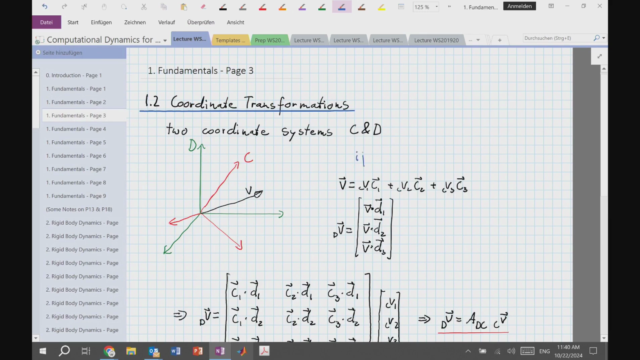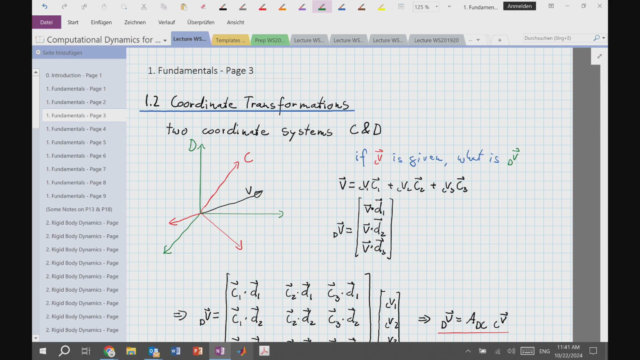So I have this vector, and someone, a colleague of yours, went through the trouble and identified the coordinates of this vector v in some coordinate system C. If this is given, you now want to know what that vector is in a different coordinate system, let's say the D coordinate system, so you want to know the coordinates vD. That's basically the question that we have to ask ourselves.